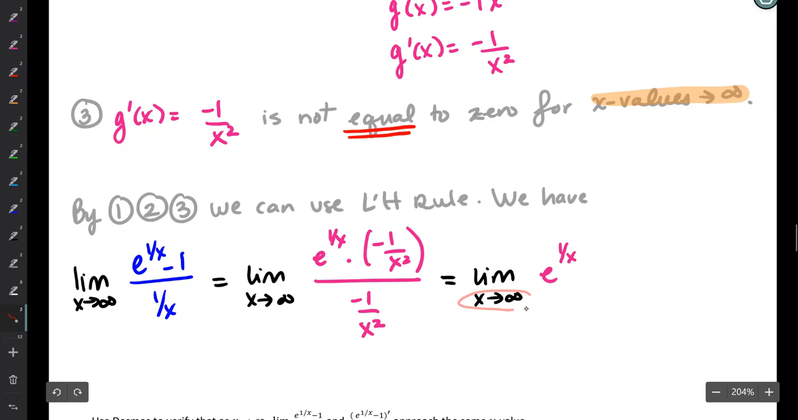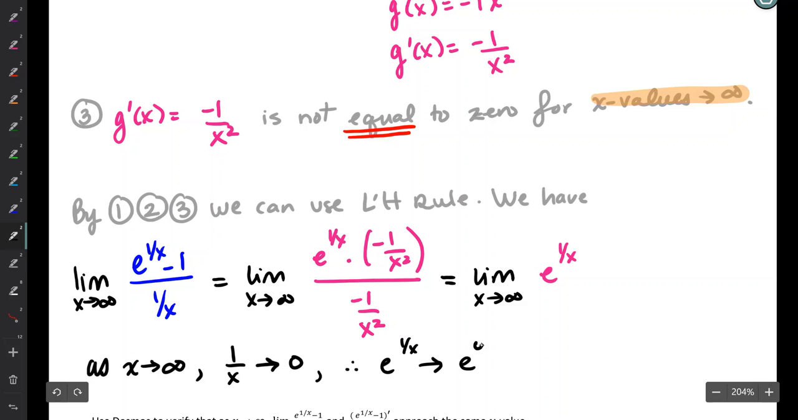As x gets big and positive, 1 over x is on its way to 0. So we've got e to the 0, which is on its way to 1. Maybe I'll write it like this. As x approaches positive infinity, 1 over x is on its way to 0. Therefore, e to the 1 over x is on its way to e to the 0, which is 1. And that is the answer that we got in our graph.